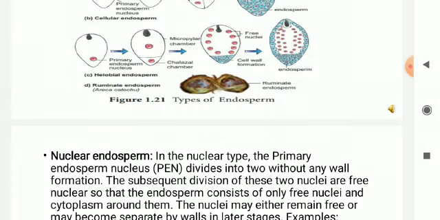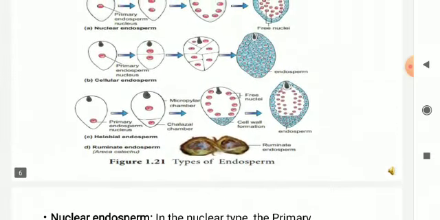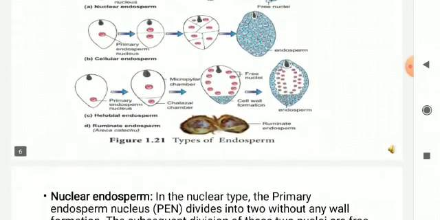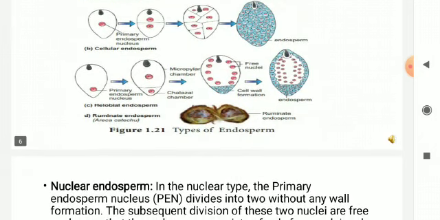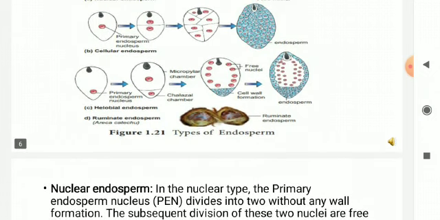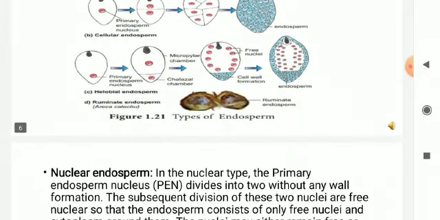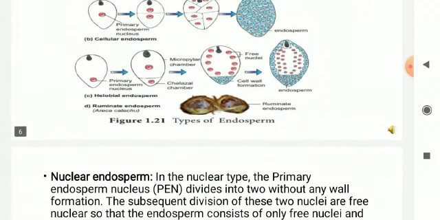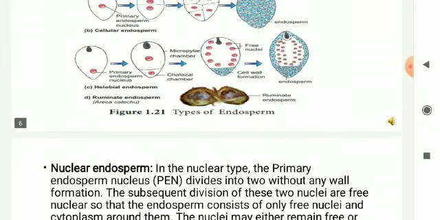The third category is helobial endosperm, which is actually in between nuclear and cellular endosperm. Here both types of development occur. The first division is cytoplasmic division. The nucleus divides into two, followed by cytoplasmic division, which results in formation of two cells. One is larger, towards the micropylar end, called the micropylar chamber, and one is small, toward the chalazal end, called the chalazal chamber.